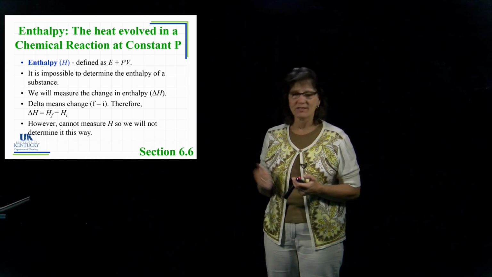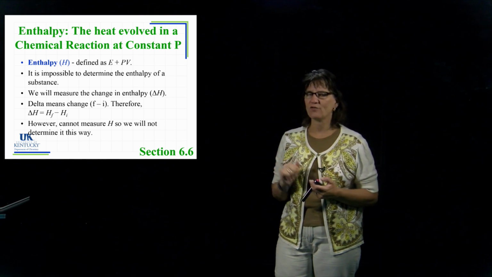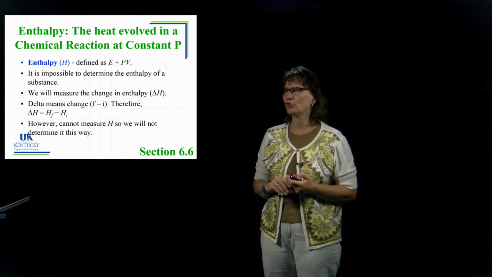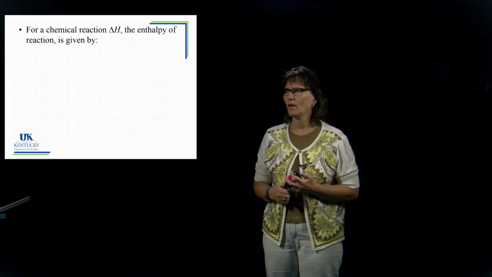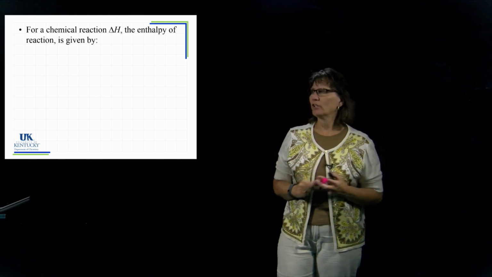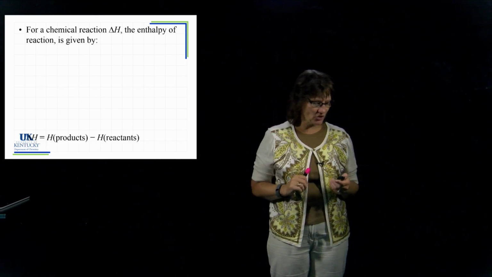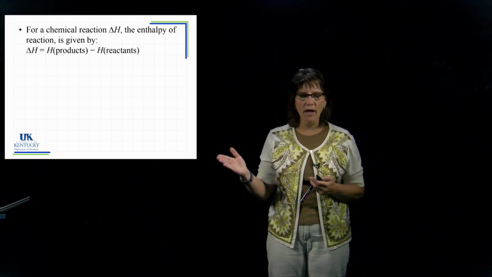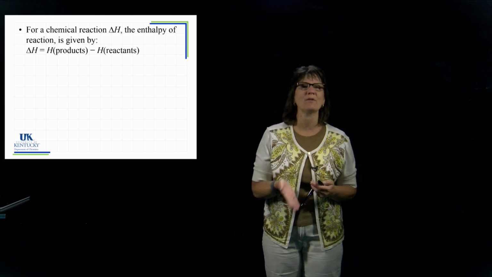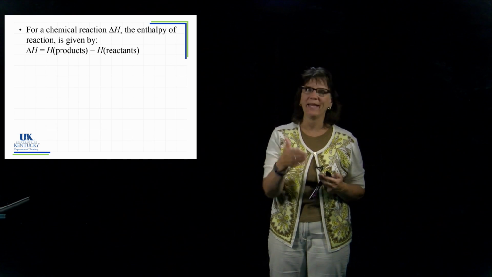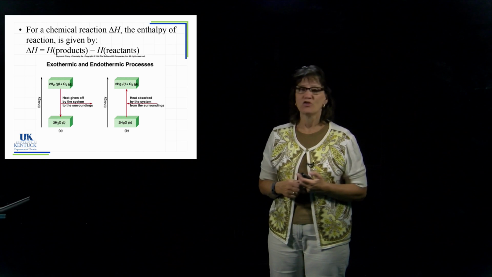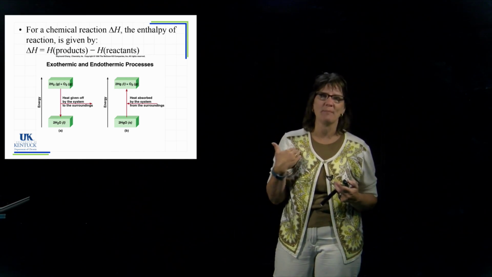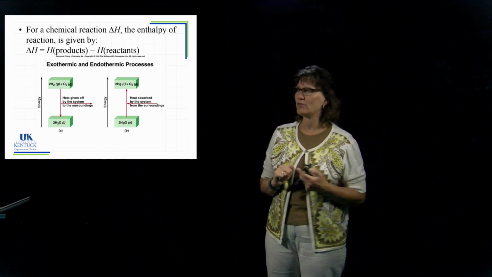Like I just said, we can't measure H. We can't know H final, we can't know H initial, so we're going to determine it another way. Now let's look at this. For a chemical reaction, delta H is given by products, how much enthalpy is in the products, minus how much enthalpy is in the reactants. Again, we can't know the values of those, but that would be the true statement. So there is an H, we just can't measure it. There is an H final and there is an H initial.